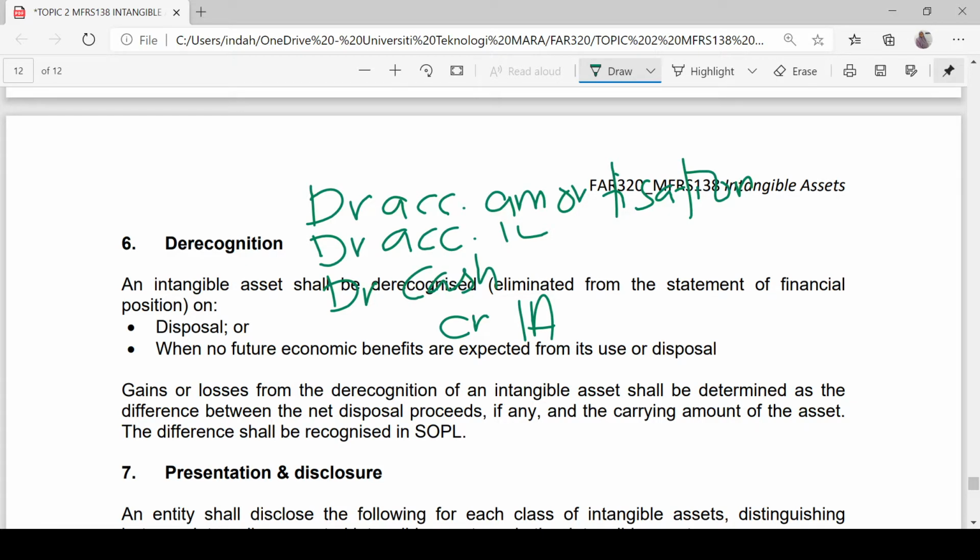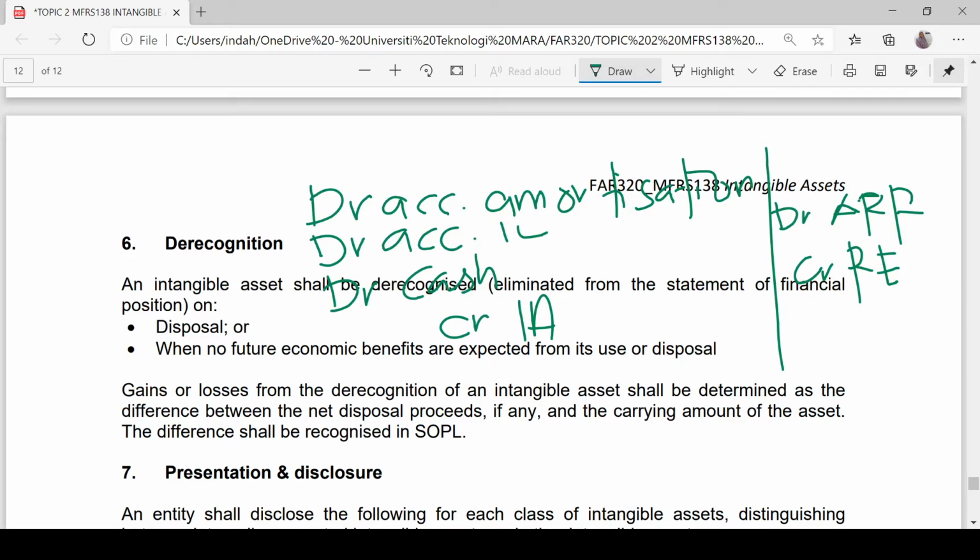For a revalued intangible asset, don't forget to remove also the revaluation surplus. So debit revaluation surplus, credit retained earnings. Any difference between the net disposal proceeds, or the consideration that we receive, and the net carrying amount of the asset is to be recognized in SOPL as gain or loss on disposal.